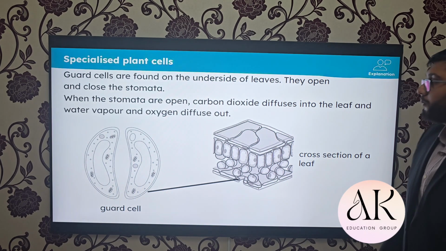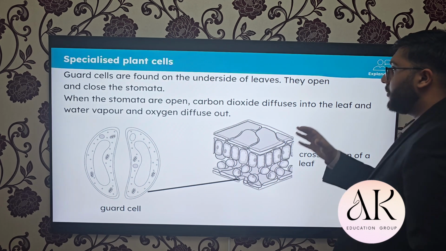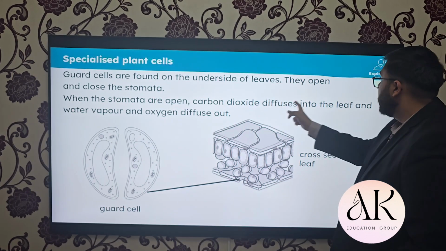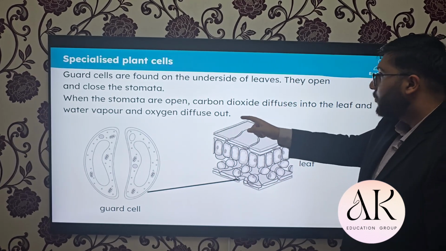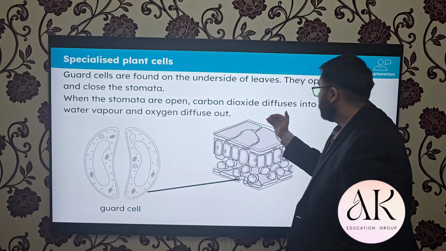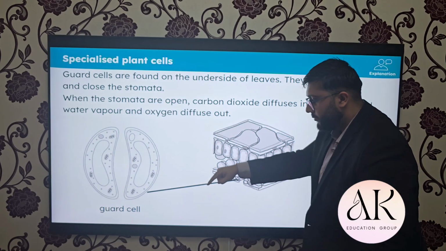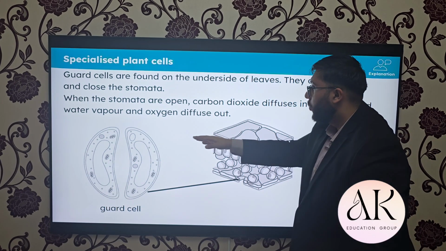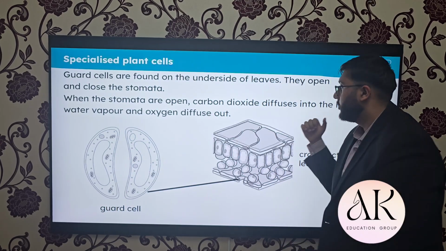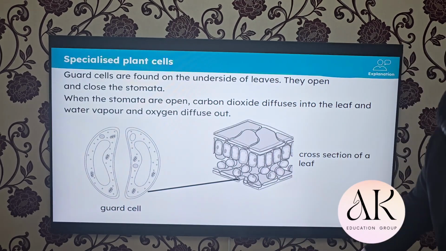So, what happens when the stomata are open? Well, when the stomata open, carbon dioxide diffuses into the leaf and water vapor and oxygen diffuse out. So carbon dioxide diffuses in, water vapor and oxygen diffuse out. Okay, that's what happens when the stomata are open.